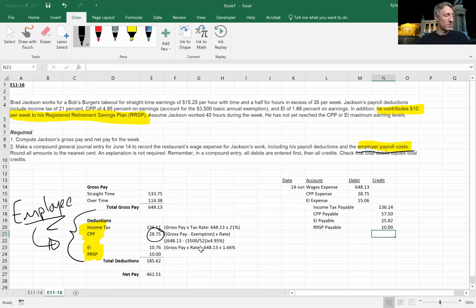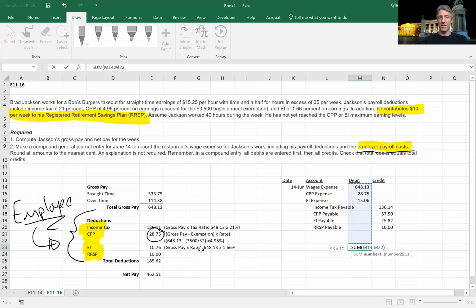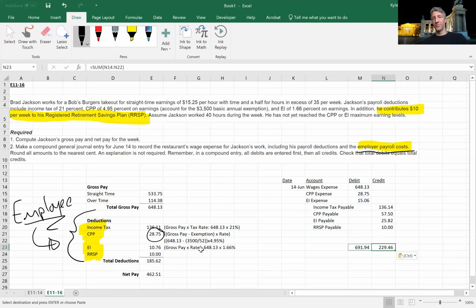So we're almost done with this problem. What I'm going to do, I'm going to take a quick second here and just add up my debits and credits to demonstrate something. They're not going to balance right now. It won't take very long to add up my debits and credits. I have 691.94 debits, but only 229.46 in credits.